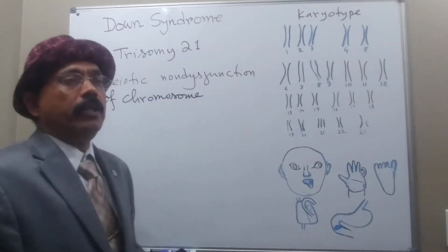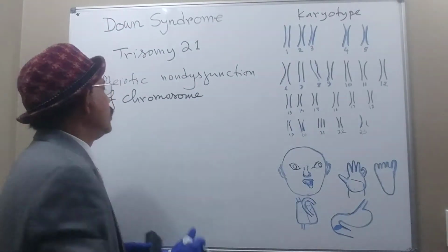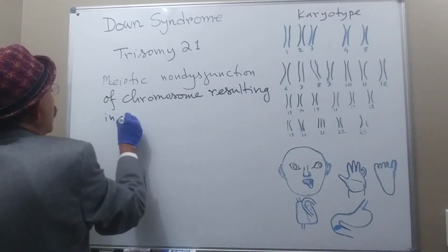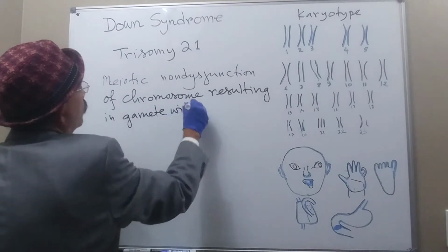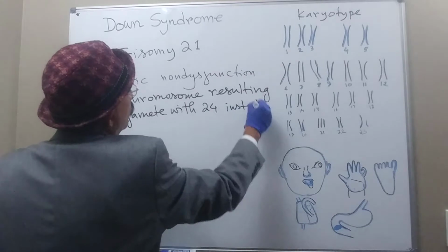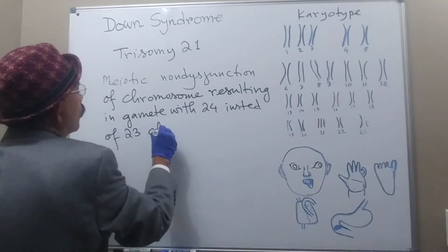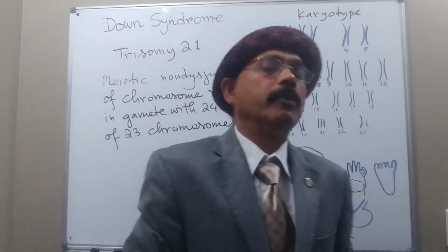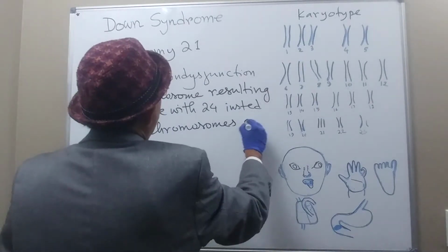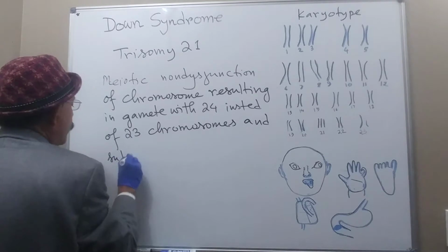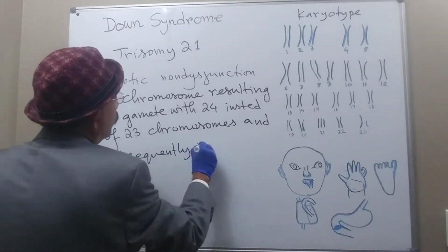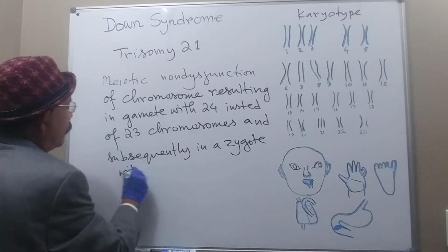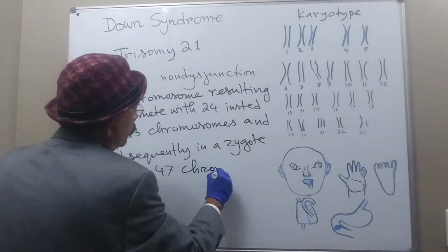It results in a gamete with 24 instead of 23 chromosomes, and subsequently in a zygote with 47 chromosomes.